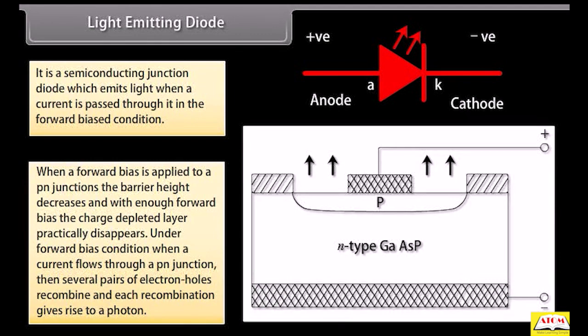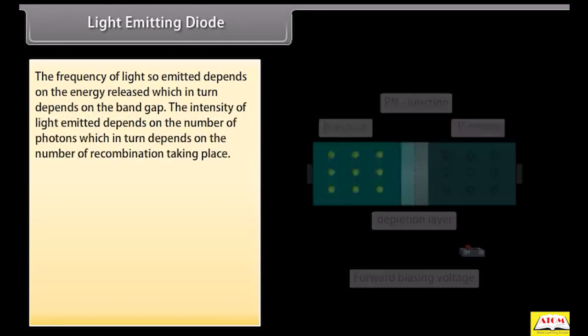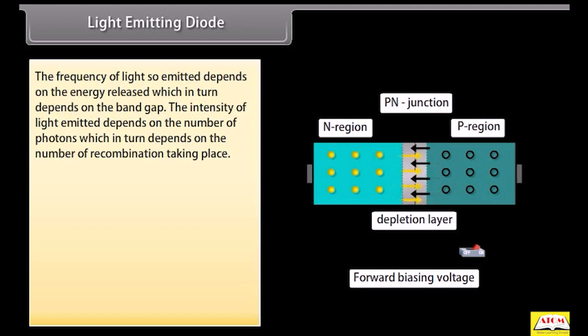When a forward bias is applied to a p-n junction, the barrier height decreases, and with enough forward bias, the charge-depleted layer practically disappears. Under forward bias condition, when a current flows through a p-n junction, several electron-hole pairs recombine, and each recombination gives rise to a photon. The frequency of light so emitted depends on the energy released, which in turn depends on the band gap.